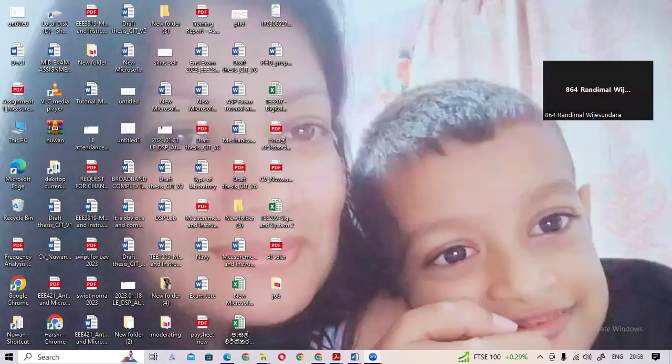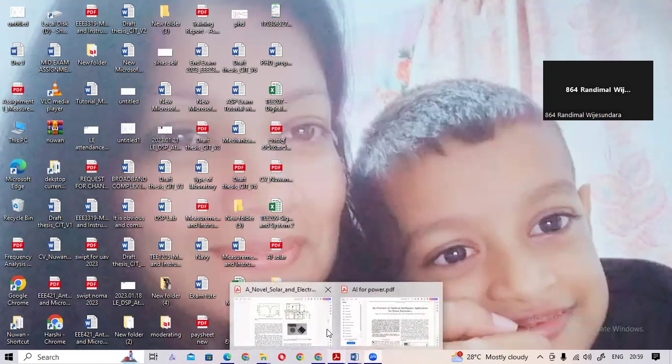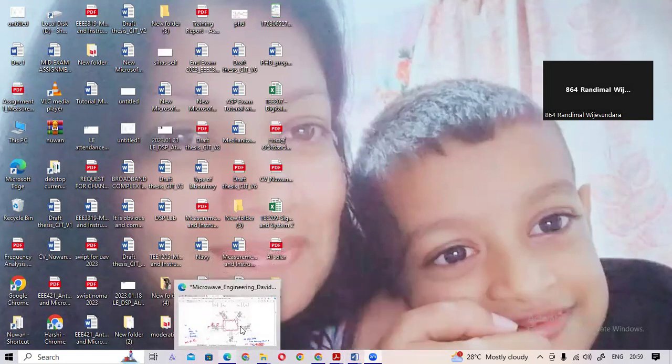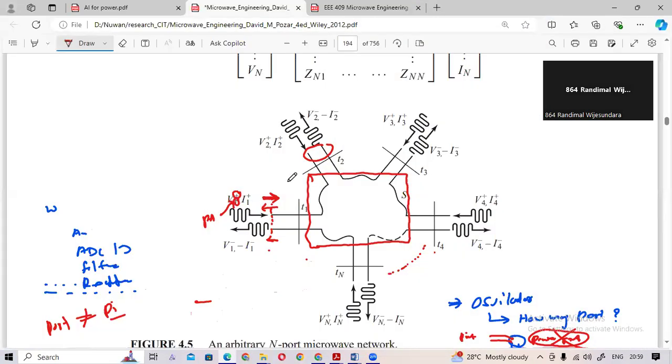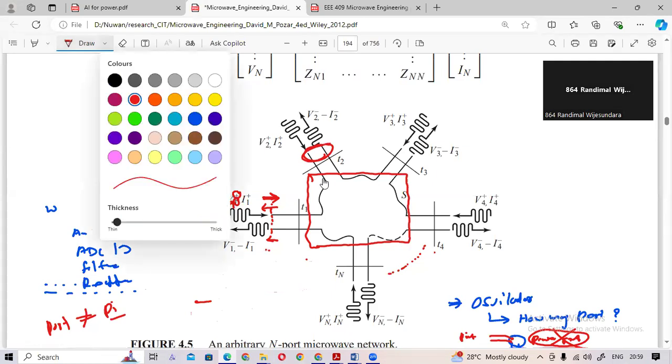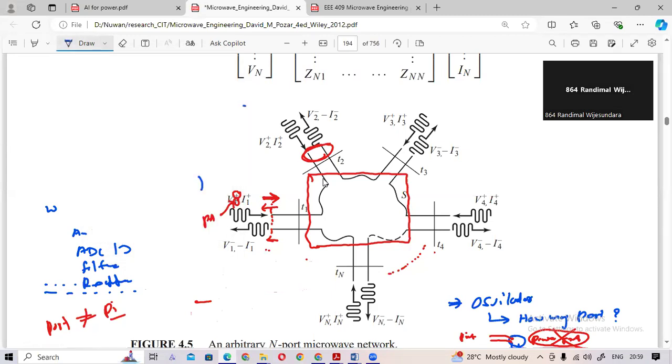So don't forget, okay? You need to keep in mind those things. Otherwise, maybe when we are doing questions, you will get confused. Anyway, this is one port. This is port one. This is port two. This is port three. This is port four. And there are some ports, and this is port n.